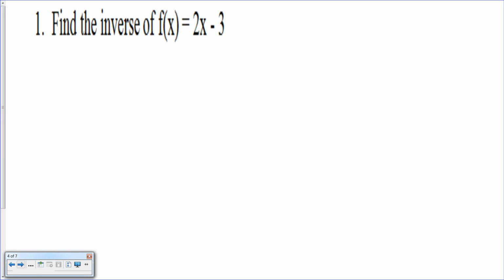Number 1 says find the inverse of f of x equals 2x minus 3. F of x means it's actually a function. It's the function of x is equal to 2x minus 3. It's doing something to your x, and they're calling it f of x. So you're multiplying it by 2 and subtracting 3, and that's the function of x.